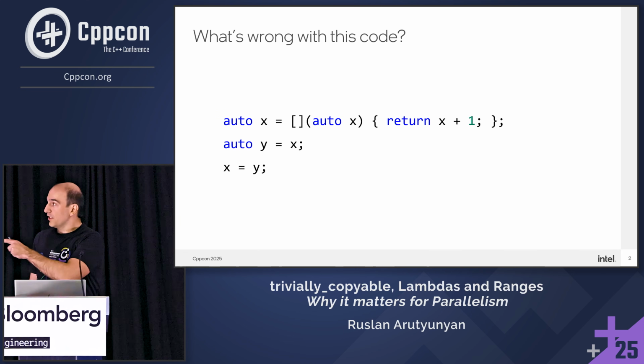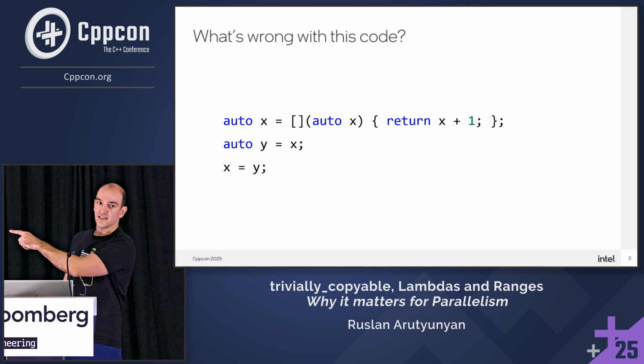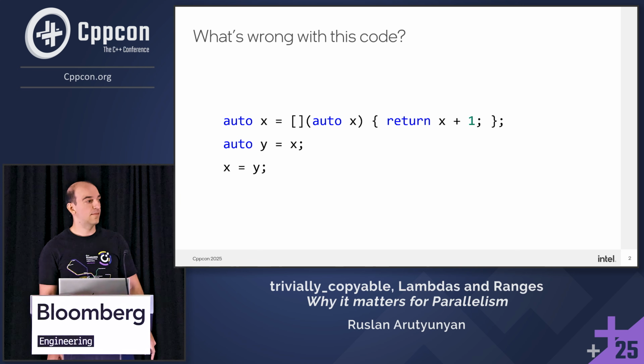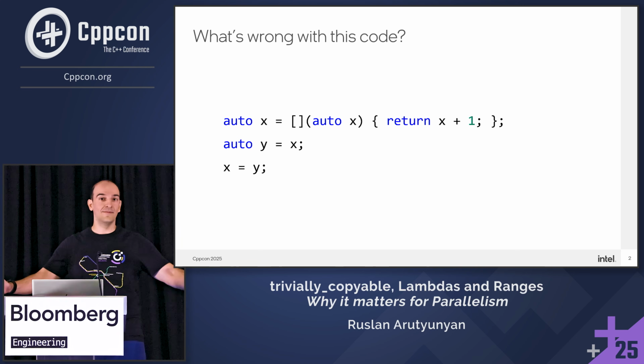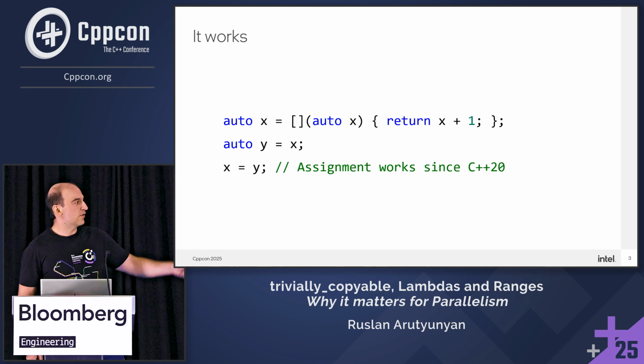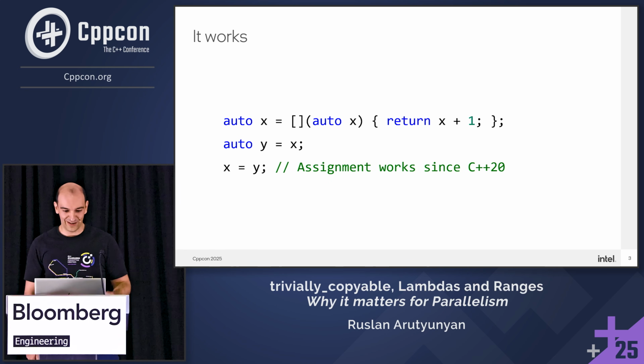I have a code here, a lambda. Then I'm copy constructing this lambda. Then I'm assigning this lambda. What's wrong with this code in C++23? Quickly, somebody. Okay, nothing is wrong with this code. It's just cool. It's just amazing code.